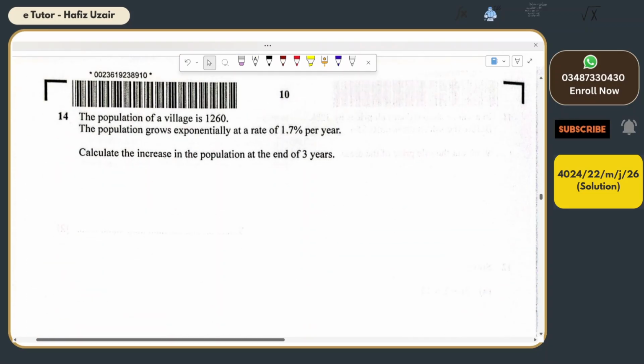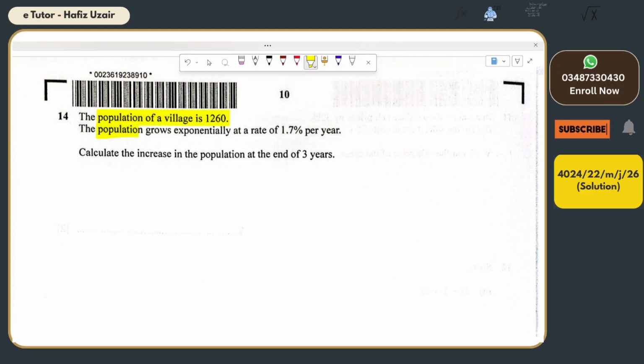Let's move to question number 14. All right. So this question number 14 is related to exponential growth. The population of a village is 1260. The population grows exponentially at a rate of 1.7% per year. Calculate the increase in population at the end of 3 years. All right.